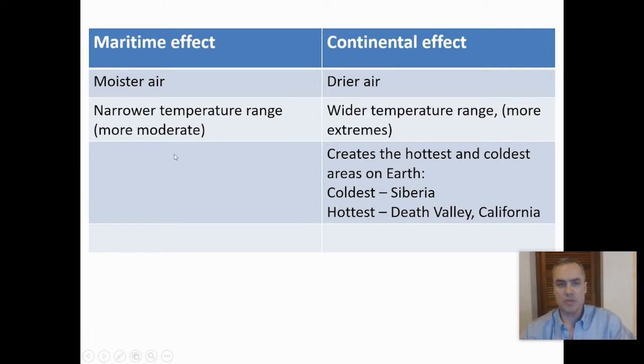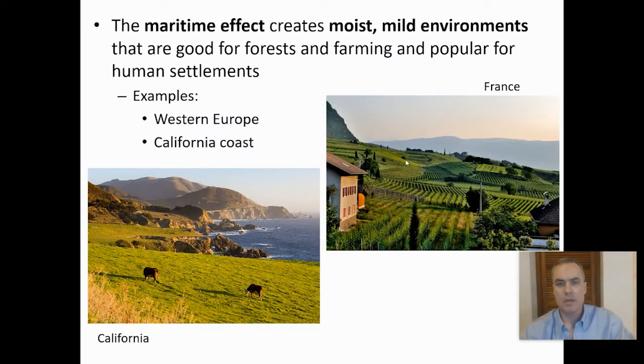So this chart gives you the overall breakdown of the maritime effect versus the continental effect. As we said, maritime effect gives you moister air and a narrower range of temperatures, keeps it more moderate, whereas the continental effect creates drier air and creates a wider range of temperatures, more extremes.